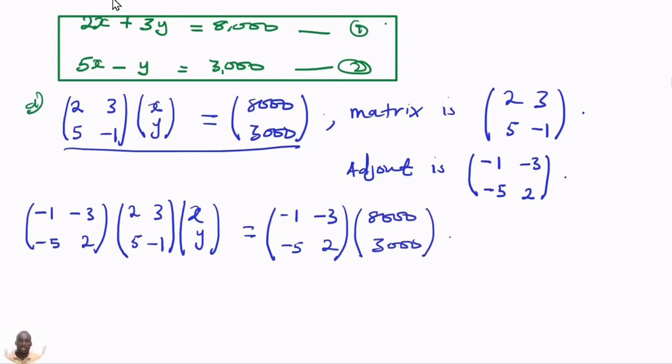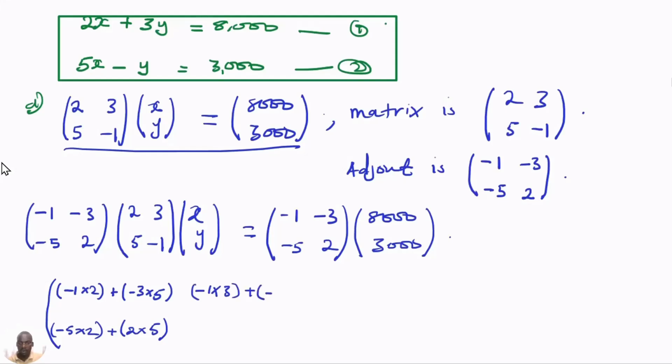So from here, let us multiply following the row by column. In that order, simply we are going to have the negative 1 multiplied by 2 plus the negative 3 multiplied by 5, then negative 5 multiplied by 2 plus our 2 multiplied by 5. Then for this, we are going to have negative 1 multiplied by 3 plus negative 3 multiplied by negative 1. Then the downer one, we have the negative 5 multiplied by 3 plus 2 multiplied by our negative 1.